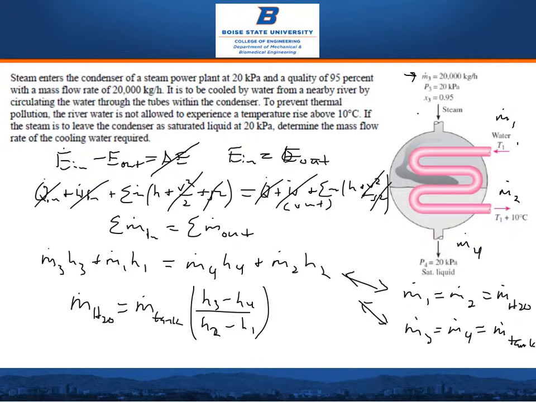Alright, so we're going to go to the next slide now. I'm going to rewrite that here on this slide real quick. M dot H2O equals M dot tank times (H3 minus H4) all over (H2 minus H1). So, what do we know? We know M dot tank, that was given to us in the problem. Now, H3 and H4, let's see if we can find those.